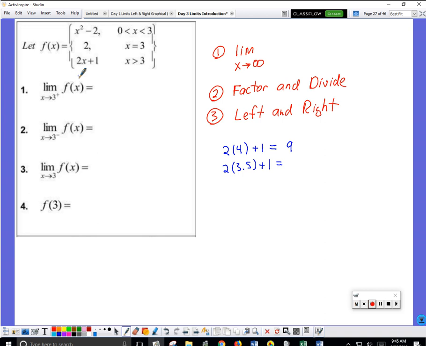Cool. So let's see. 2 times 3.5 is 7. 7 plus 1 is 8. Now I pick an x value that's even closer to 3. 3.1. This would be 6.2, so this is 7.2. I do all of this in my head. I don't write it down. You don't have to write it down either. You simply have to recognize the pattern. That if you were choosing x values that were getting closer and closer to 3, this formula would be producing numbers, y coordinates, that are closer and closer to 7.